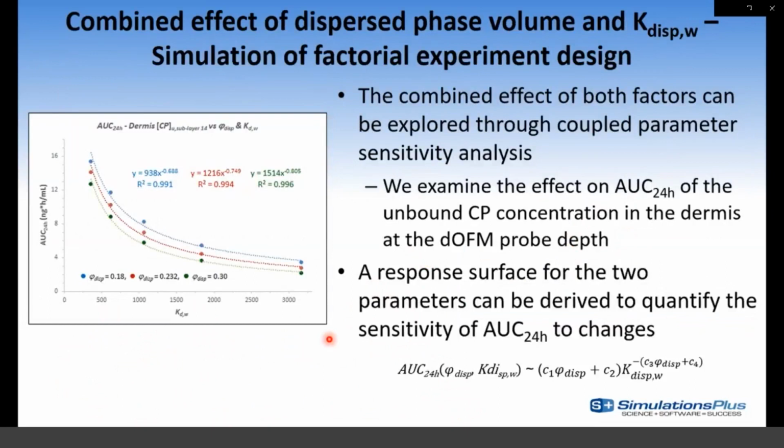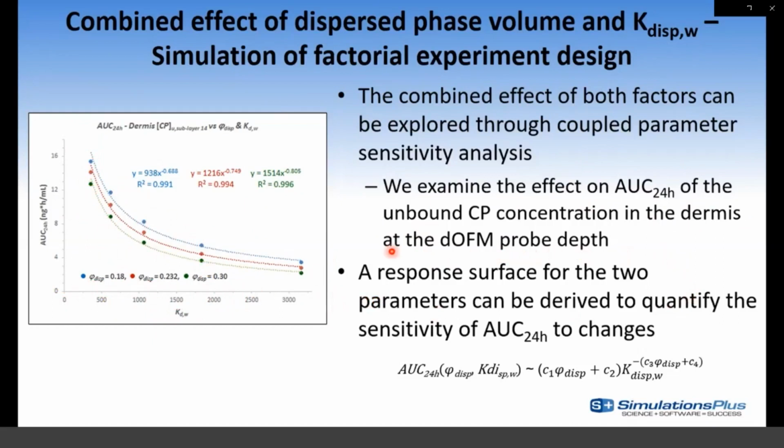So finally, we looked at the combined effects of both of these factors through coupled parameter sensitivity analysis. And in this way, we were able to do a simulation of factorial experiment design. In this case, we looked at the effect on the 24-hour AUC in the dermis, at the DOFM probe depth. And you can see here on the x-axis, we have the dispersed phase partition coefficient, which as you remember is going to be coupled with the dispersed phase solubility. Each of the points here represents different points in our range of dispersed phase volume fractions. So all of the points here would represent different experiments.